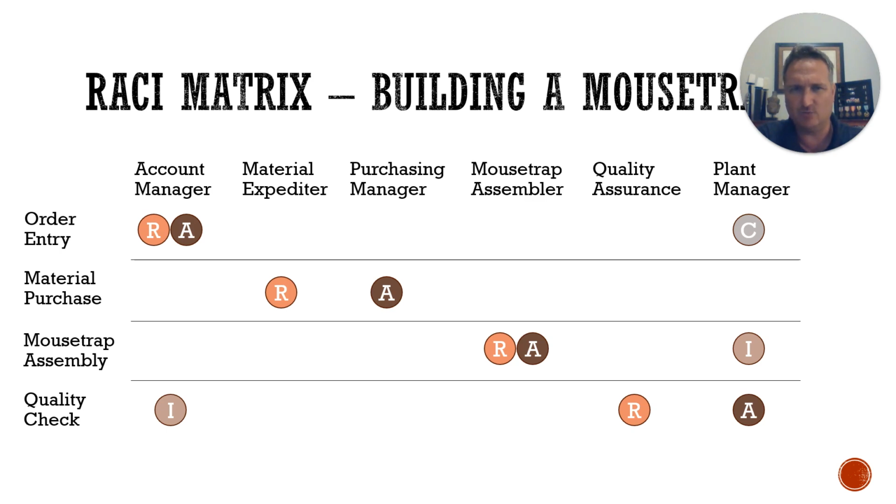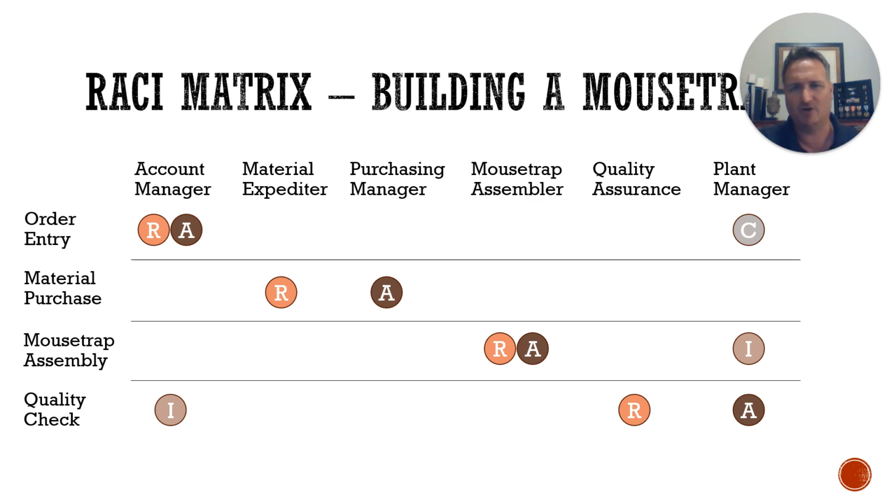So first, there is order entry. The account manager is responsible and accountable for this. Plant manager is consulted because if you're running a proper manufacturing operation, you want to make sure that there is a feedback loop where the sales guys need to confirm that there's actually capacity in the plant to build the product they're selling before they commit to delivering it on a certain date.